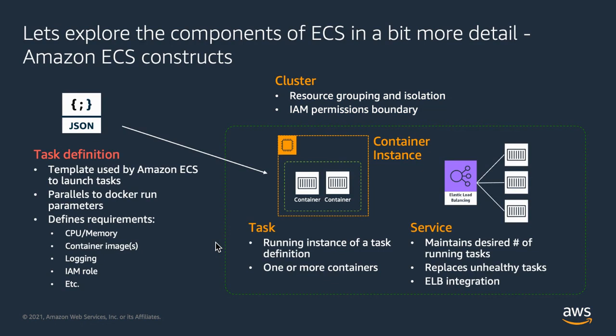So let's explore this a bit further. We talked about the cluster, which is the place where the task or service is going to run. But now let's define the task itself. We were talking about containers. Here I have two containers, and those two containers are called a task. A task has a definition, which is defined in JSON format. The task definition contains how much CPU you require to run this task, how much memory you require, the container image, logging, all kinds of different things.